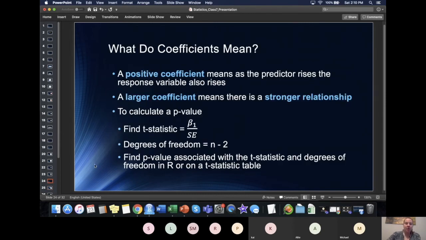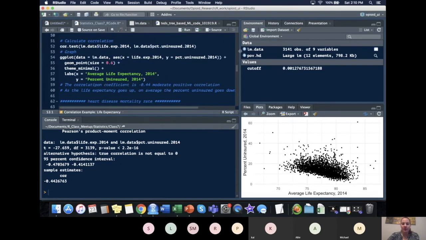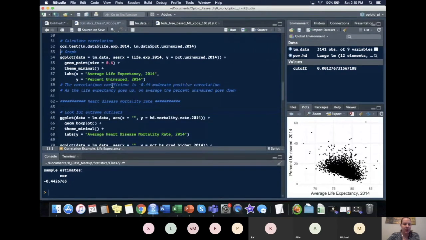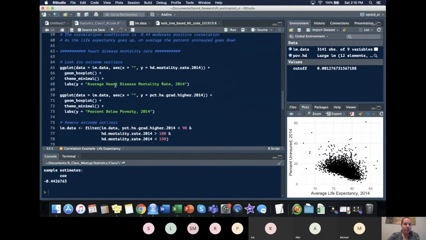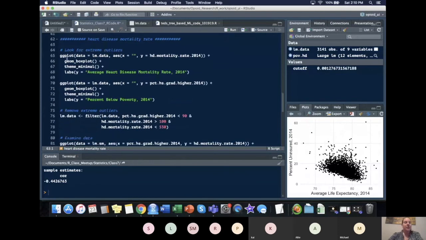Okay, I am going to go in and show you what the output looks like, and then I'm going to go through the assumptions if I have time. So at this second one, we're going to use heart disease mortality rate as our data. Since we already went over this with correlation, I think it should be pretty obvious.